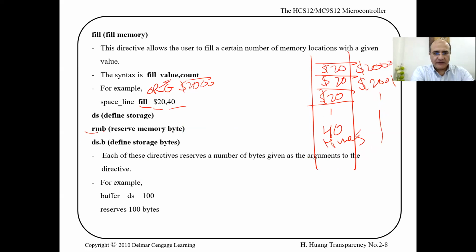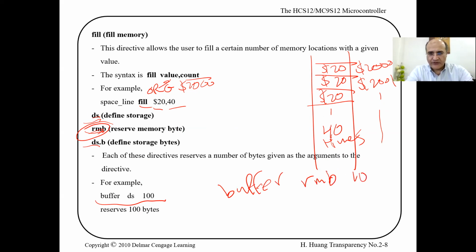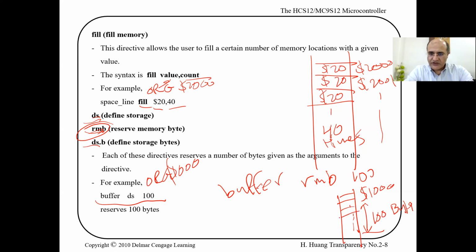Reserve memory byte, same as define storage or define storage byte. We use this one, reserve memory byte. This is how we do it: buffer, reserve memory byte, 100. This will book, and if this is on origin 1000, it will go to address 1000. Book 100 locations, 100 bytes, and just reserve them. Reserve them empty if you want to.